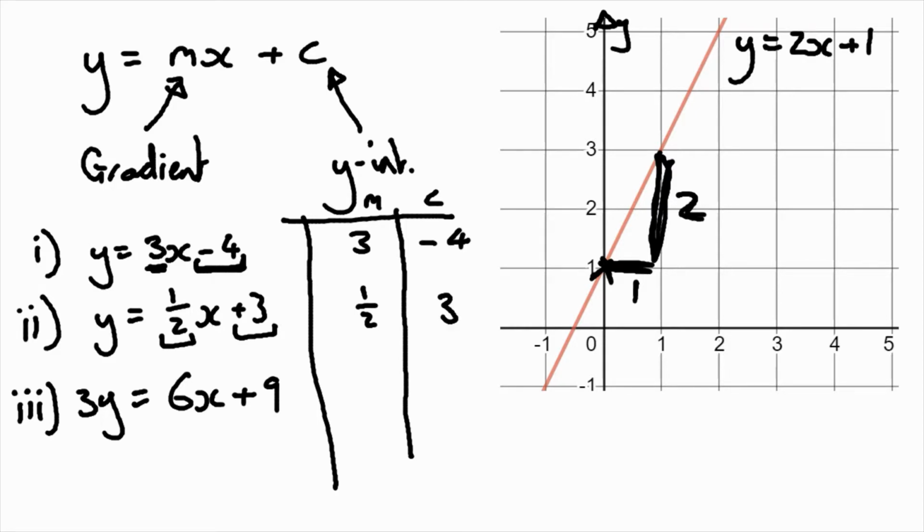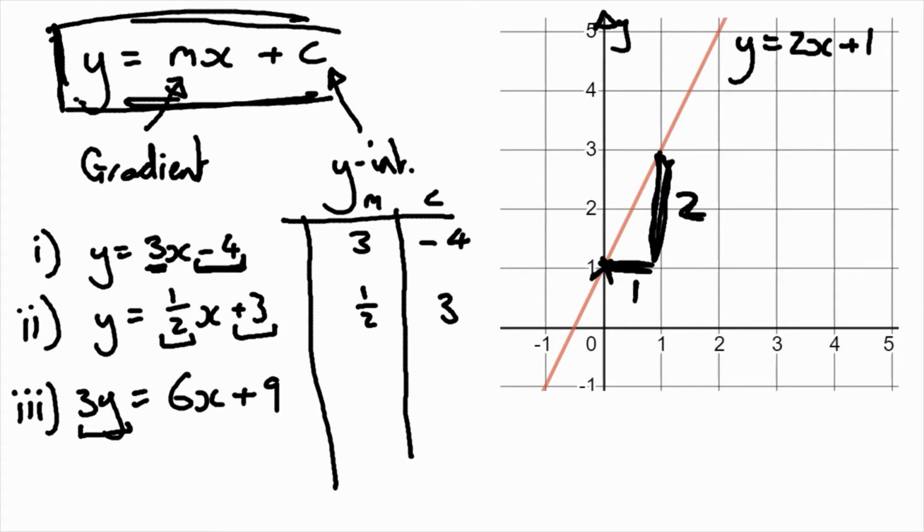Now for the last one, what we've got to note is that we've got something multiplying our y. And to be able to work out our gradient and y-intercept, we need it in the form we have above: y equals mx plus c. So we're going to have to rearrange this. We are multiplying y by 3, so we have to do the opposite. The opposite of multiplying by 3 is dividing by 3.